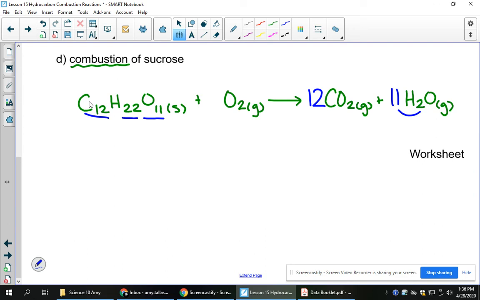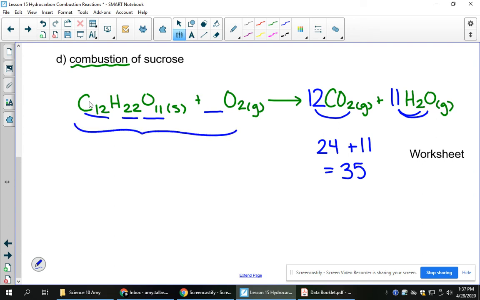And lastly, I'm going to count how many oxygens I have and force my number of oxygens on the reactant side to be the same if I can. 12 times 2 is 24 oxygens. 11 times 1 is 11, for 35 oxygens total. Now, the reactant side needs to have 35 oxygens.